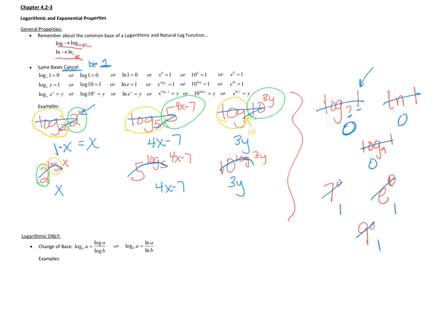Now the next property that typically goes along with this idea of a general property is our change of base. This is only for log functions, because for exponentials we do not need to change the base to be able to use a calculator or any kind of tool like that. However, in a log function, we do. In a logarithmic function, the base, remember, is assumed to be a 10. Remember, that's from up here.